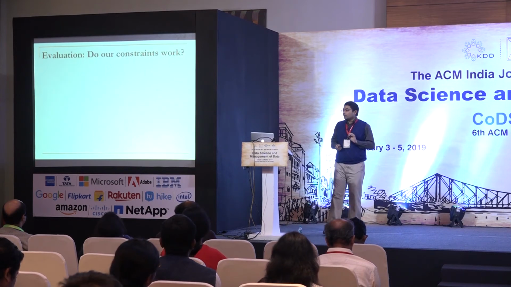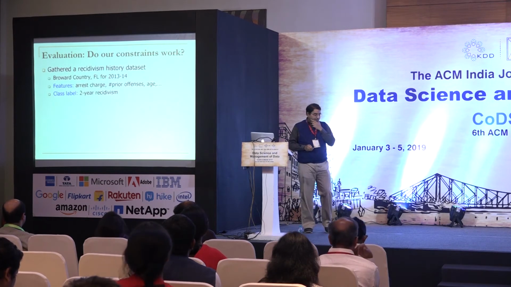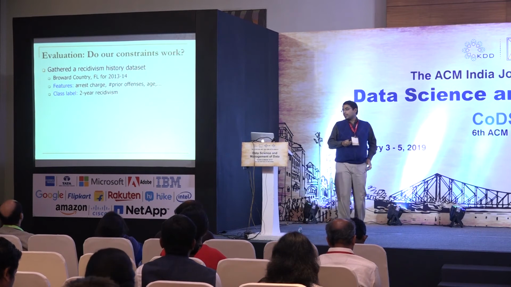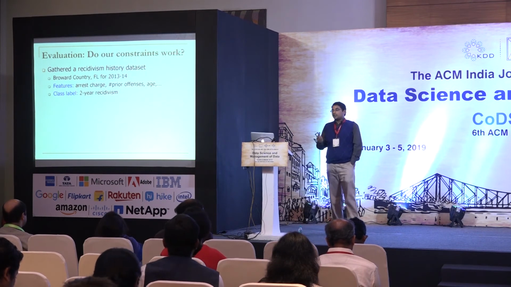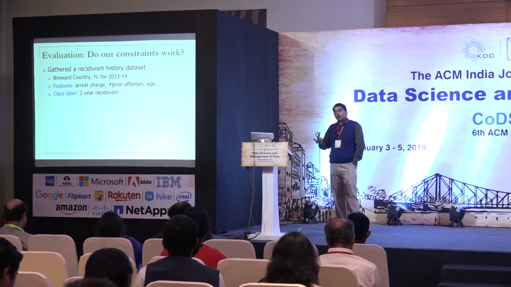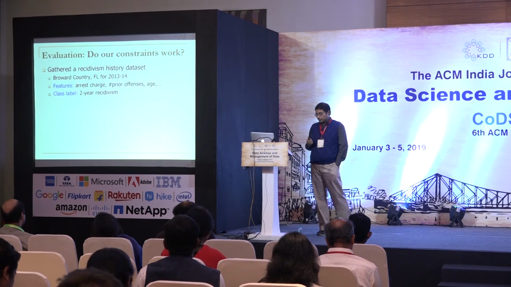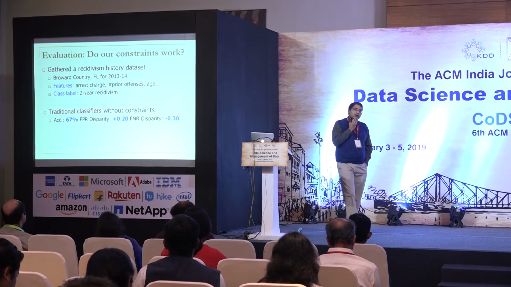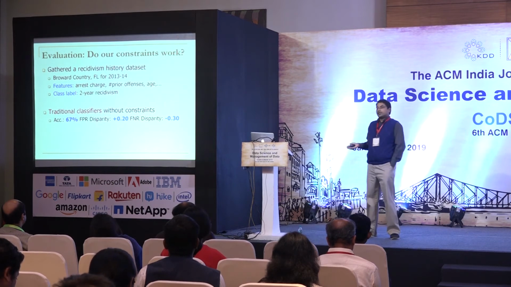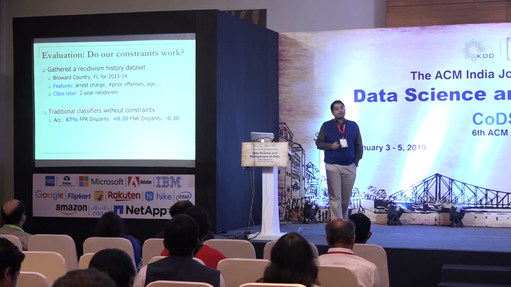Now, just to give you a very high-level overview of whether these constraints actually work in practice, let me show some simple evaluation that we did. We took a recidivism history data set that was gathered by ProPublica, the organization that did the investigative journalism article on the Compass tool. We had a bunch of features in the data set, and the class label that we were trying to predict is the 2-year recidivism rate. First, we trained a traditional logistic regression classifier without any constraints, and the accuracy that we got was 67%.